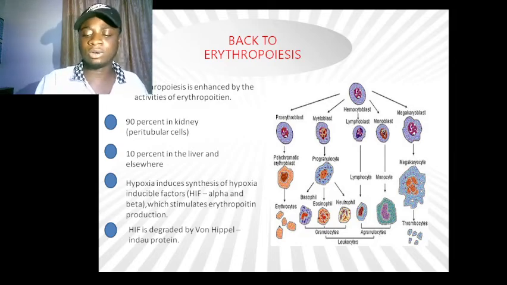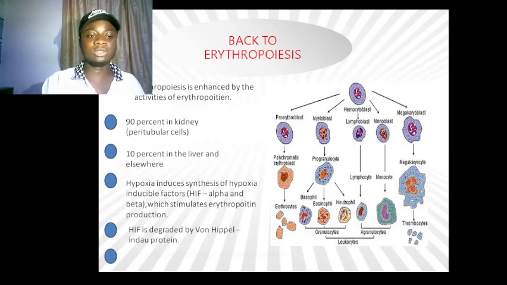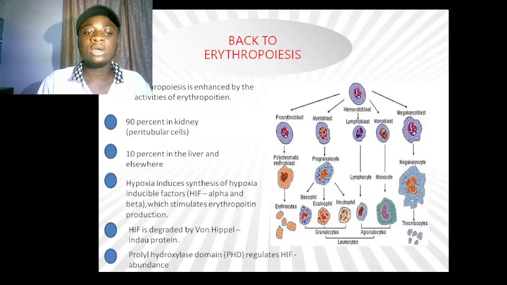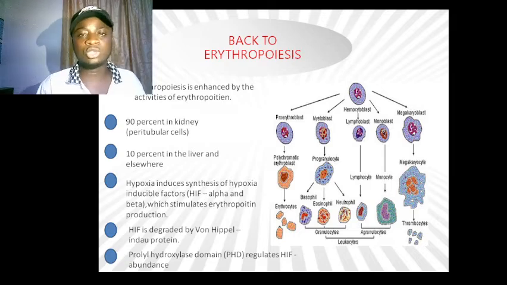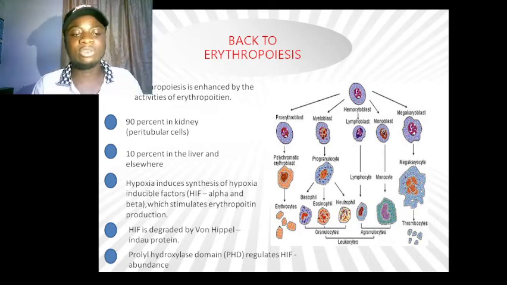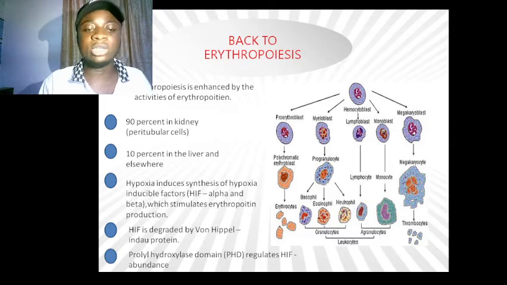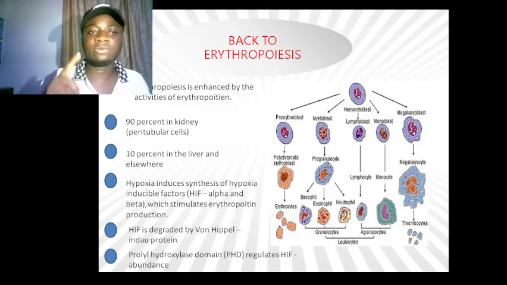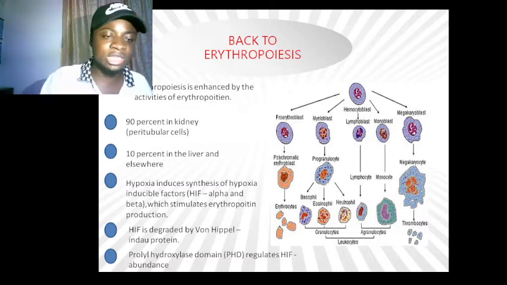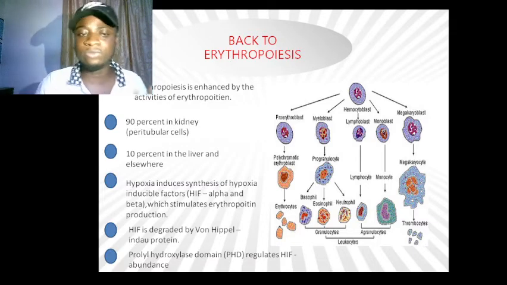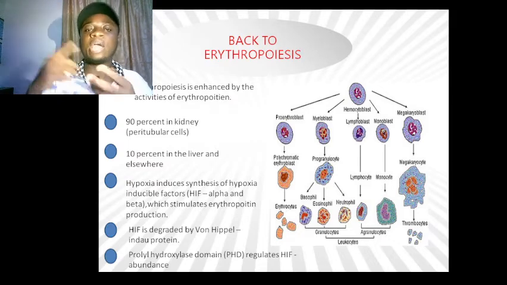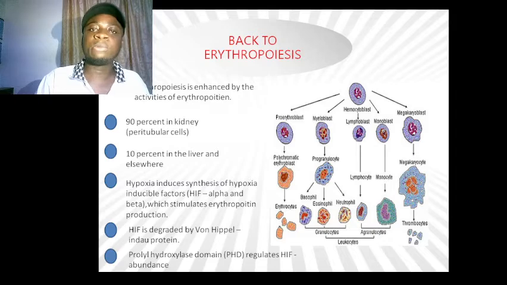What's that I'm talking about? I'm talking about the prolyl hydroxylase domain. In some books you see 2 attached to it. So you have the prolyl hydroxylase domain. It regulates HIF abundance. So I've spoken about 4 things which are very important, you shouldn't forget. The first one I spoke about is hypoxia. Hypoxia, when tissues are deficient in oxygen.